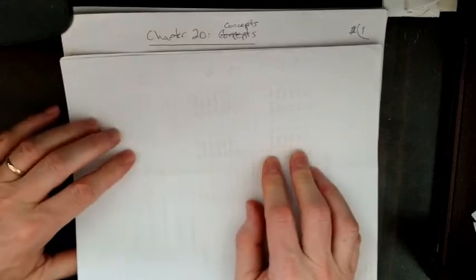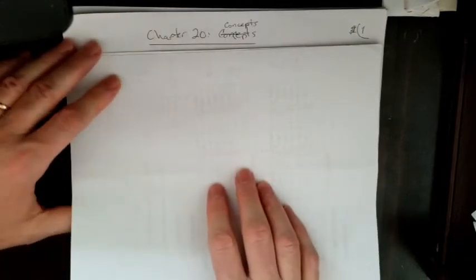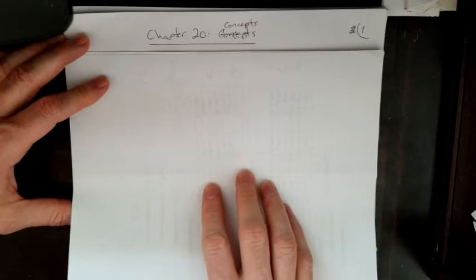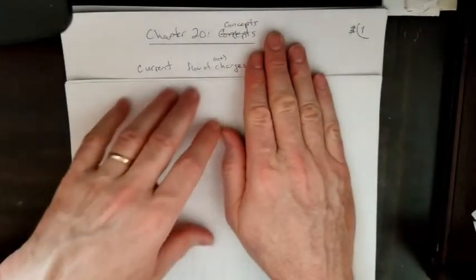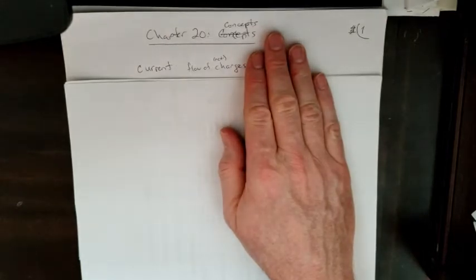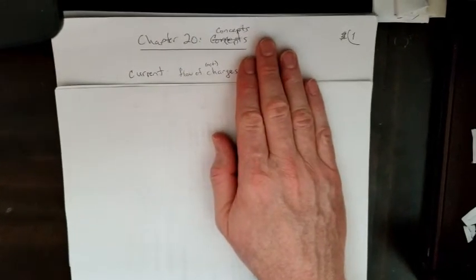Some chapter 20 things that you should know cold, some basic knowledge. So let's start out with the concepts. First off, dealing with current. That current is just a flow of charge. So I can either have negative charge flow or positive charge flow.